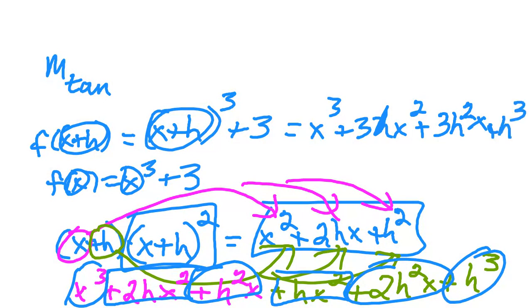Okay, and that's just for the first part, x plus h quantity cubed, and then I still have the plus 3 there, right? So then I put plus 3 on there as well. So that's f of x plus h, and then we have minus f of x, and then all over h.